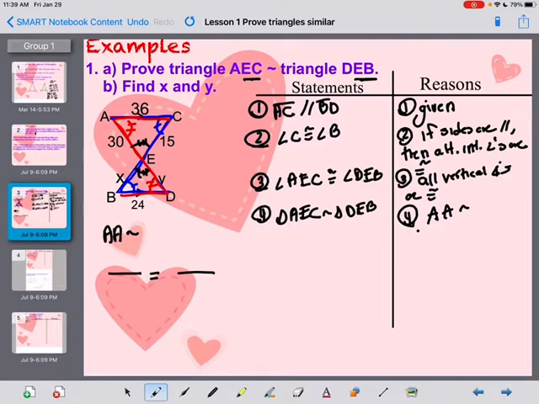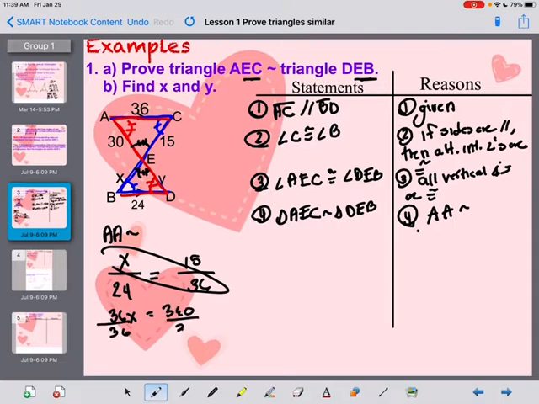So for x, I'm going to use x over 24. Those are in the same triangle. The side that correlates with x is 15. Again, be careful looking at the letters. EB and EC correlate, and 36 and 24 correlate. Now I'm going to cross multiply. Grab my calculator. 36x equals 24 times 15, which is 360. Divide by 36. X is 10. Hopefully you guys got that.